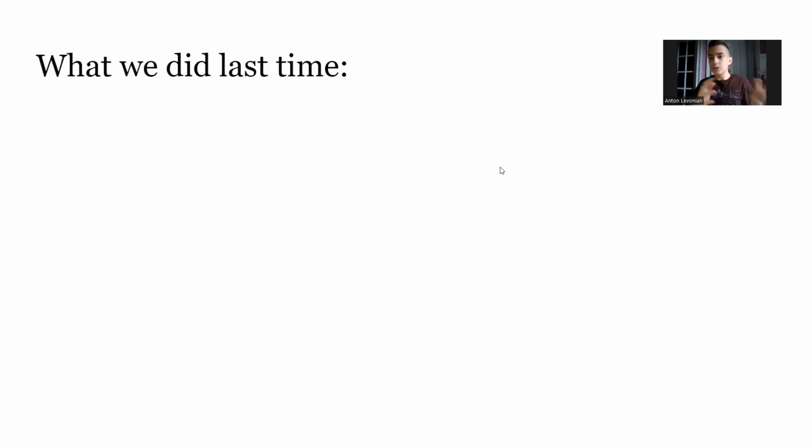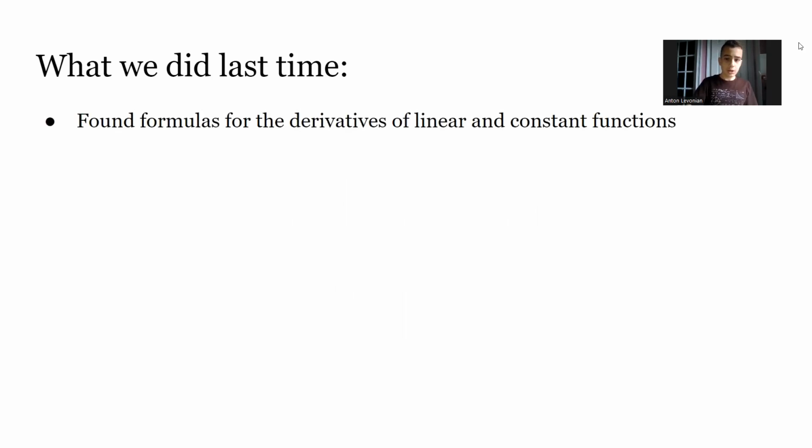For those of you who weren't here or maybe haven't had a chance to watch the class recordings yet, what we did last time was we found formulas for the derivatives of linear and constant functions. Once again, the derivative is just the slope of a tangent line to a graph at a given point. The derivative of a linear function is just the slope of the line, and the derivative of a constant function is just 0.